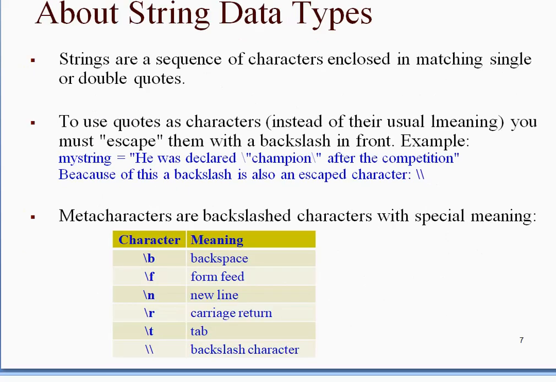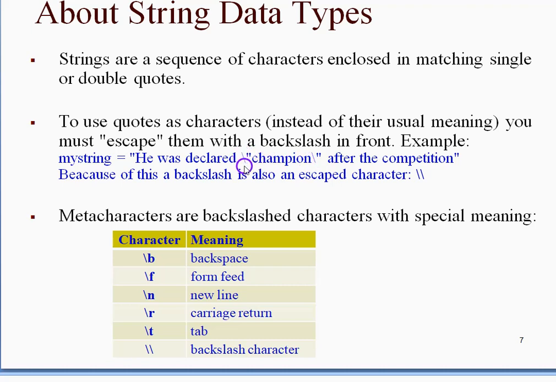About string data types. Strings are a sequence of characters enclosed in matching single or double quotes. To use quotes as characters instead of the usual way that we use quotes, you must escape them with a backslash in the front. Example, you have here my string, which is taking on this whole value over here, and it contains the word champion. Now you want to have the champion enclosed in quotes.